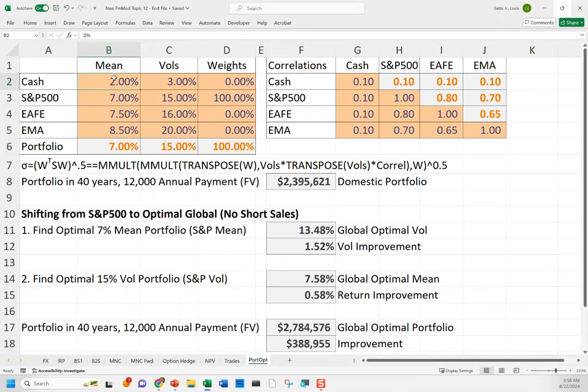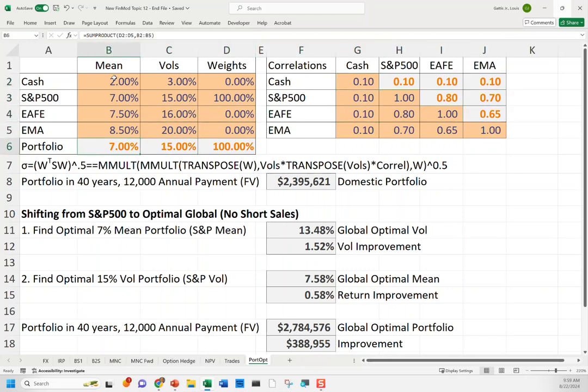I have here the means and volatilities of cash, the S&P 500, EAFE, which is a developed market foreign stock index, and EMA, which is an emerging market stock index. And I have reasonable estimates at the time for these assets and reasonable volatility estimates. If you have a portfolio that's 100% domestic equity, you get a 7% mean and 15% vol. I have some correlations over here.